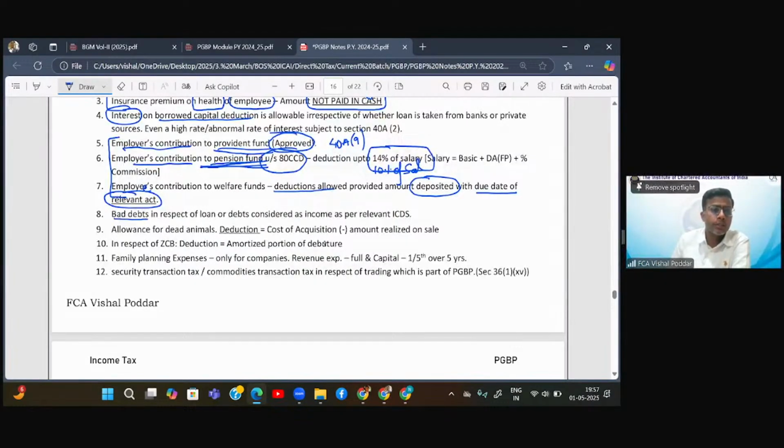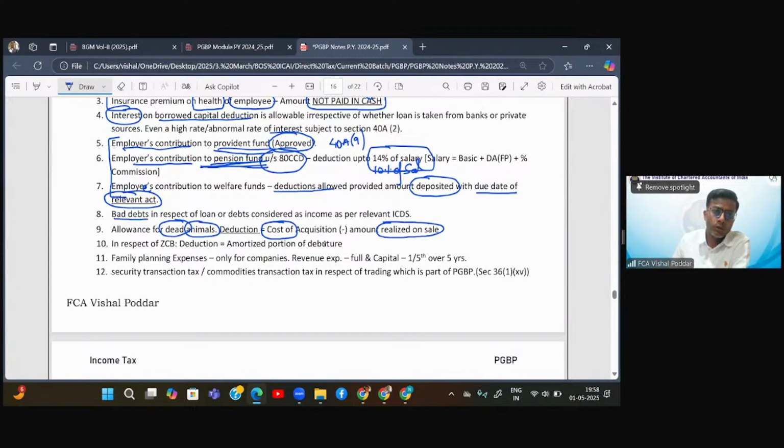Next, bad debts is allowed as deduction. Where animals are used in your business, interestingly, there is no depreciation on the animal's cost. But in the year in which these animals die or become useless, not useful to the business, in that year I will give you deduction of the cost at which you purchased them minus the amount that you have realized on their sale.